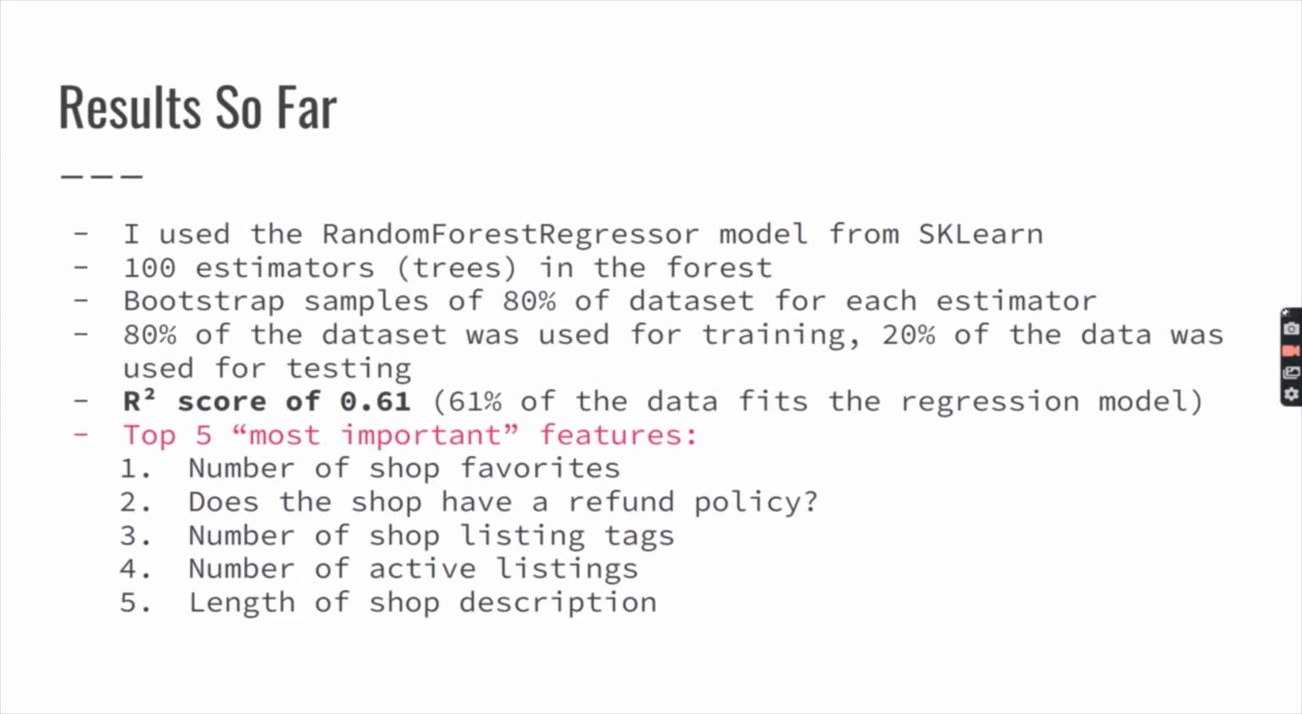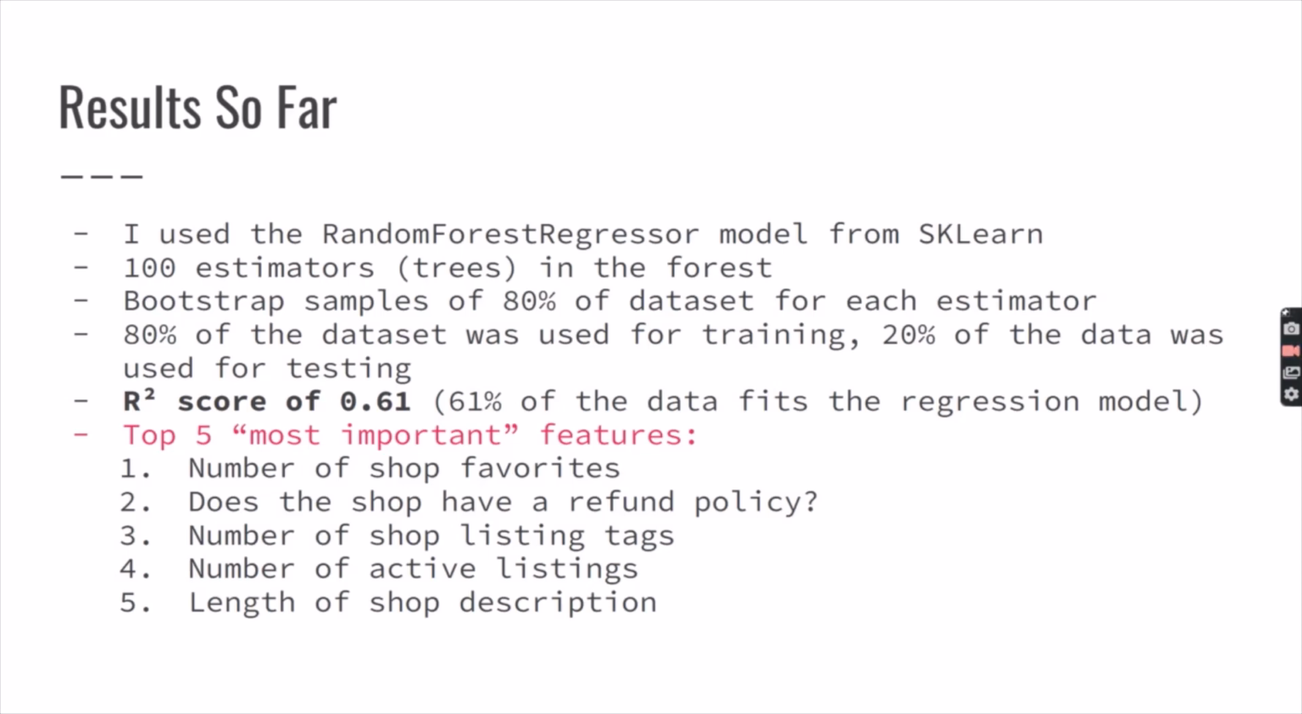The top 5 most important features, so if you're going to change some things about your shop, these are the things to change that corresponded the most with the average review rate. So that was the number of shop favorites. This can be controlled by maybe having a message when you make a sale, like please favorite my shop.